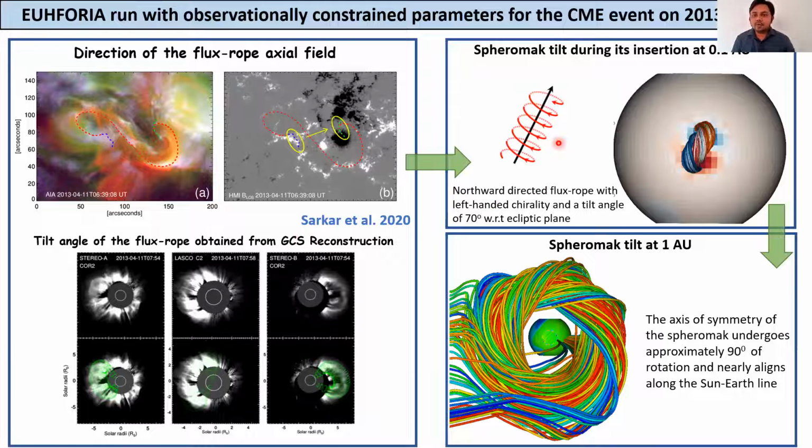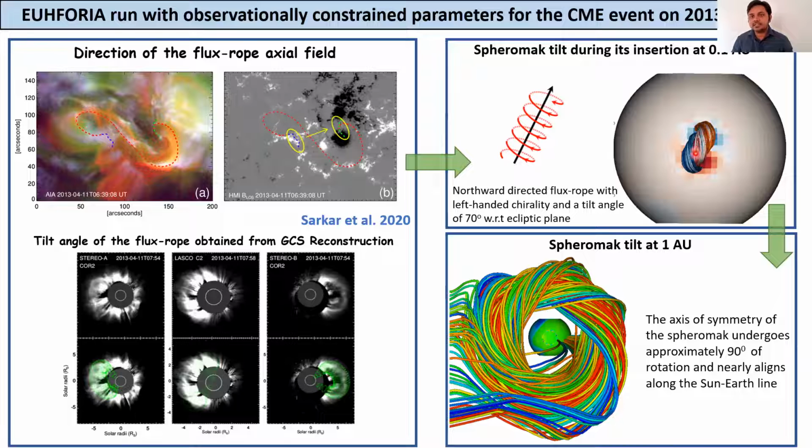And finally, what we got, the flux rope structure is like that. It was northward directed and left-handed twisted. So with that, we constrain the spheromak accordingly. Here we show the configuration of the spheromak when we just inserted it. Here I have only plotted the magnetic field lines, which are gyrating along the magnetic axis of the spheromak.